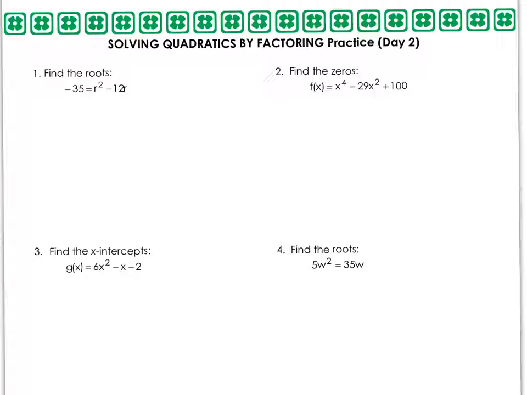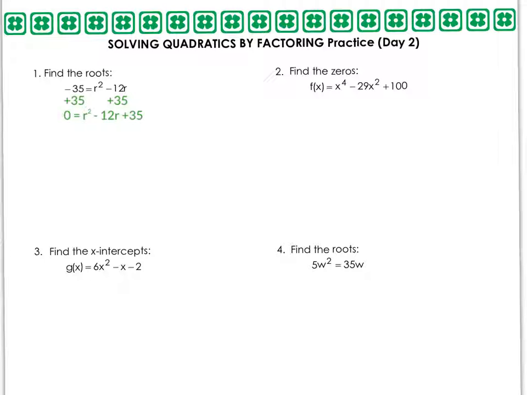So what I'm going to do over here is move the negative 35, because I want r squared to stay positive, so I know I want to move this to the other side. So I'll add 35 to both sides. Then I end up with 0 equals r squared minus 12r plus 35.